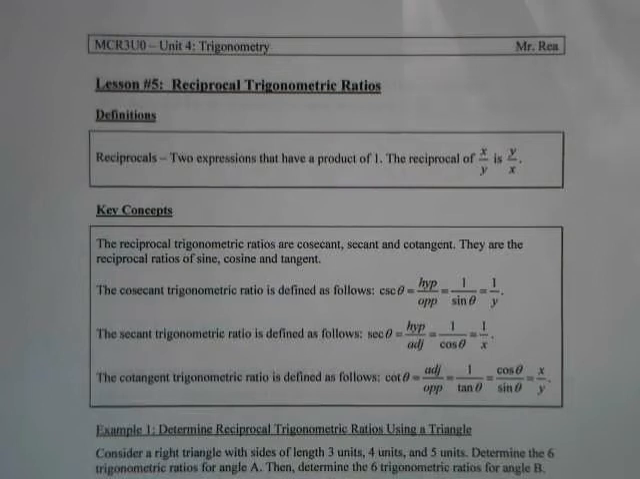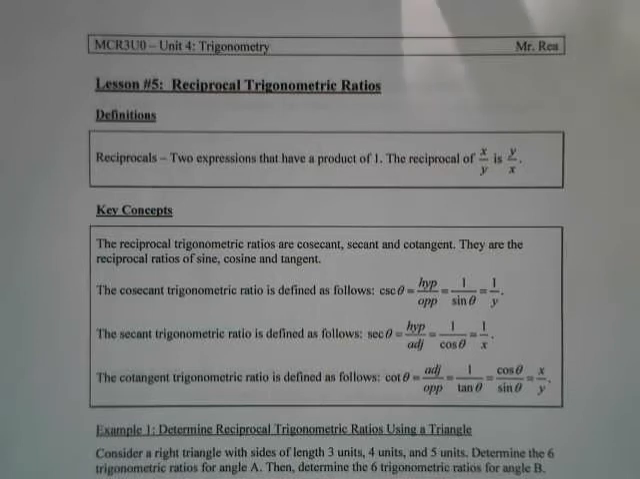So we already know some trigonometric ratios. The sine, cosine, and tangent ratios are trigonometric ratios. Those are the three ratios that you'll probably use 99% of the time. But we have three other ratios for trigonometry, which are the reciprocal ratios of sine, cos, and tan.